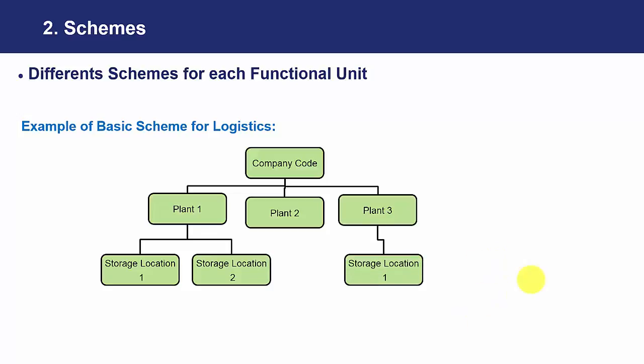and these storage locations are always going to belong to a plant, although they can be named, as in this case, storage location 1 and storage location 1, they can be named the same, but they are always going to be related to the plant, so they are not going to be mixed. We cannot have a storage location that belongs to more than one plant. This is just an example. We will have to see in detail organizational structures for each functional unit.